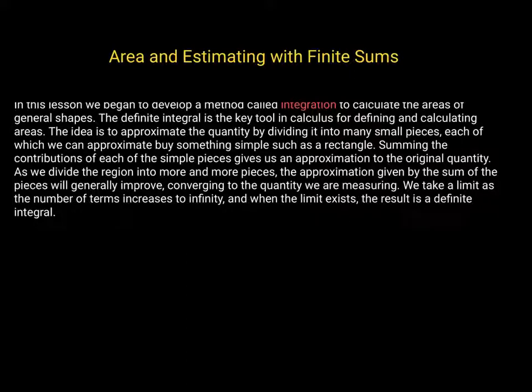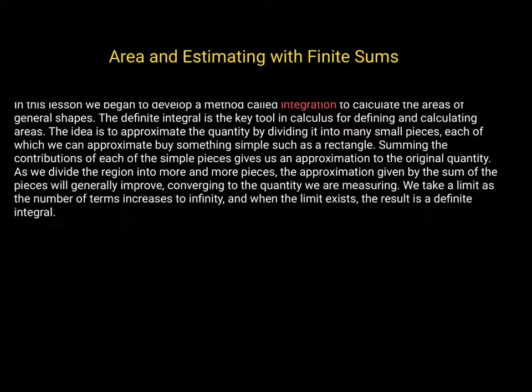The idea is to approximate the quantity by dividing it into many small pieces, each of which we can approximate by something simple such as a rectangle. Summing the contributions of each of the simple pieces gives us an approximation to the original quantity. As we divide the region into more and more pieces, the approximation given by the sum of the pieces will generally improve, converging to the quantity we are measuring. We take a limit as the number of terms increases to infinity, and when the limit exists, the result is a definite integral.